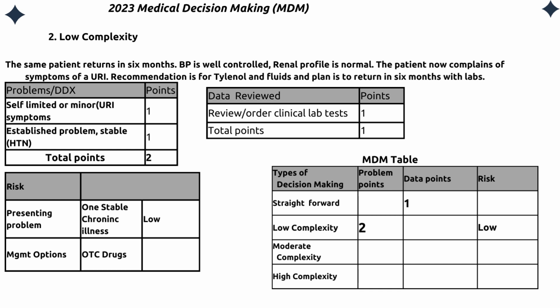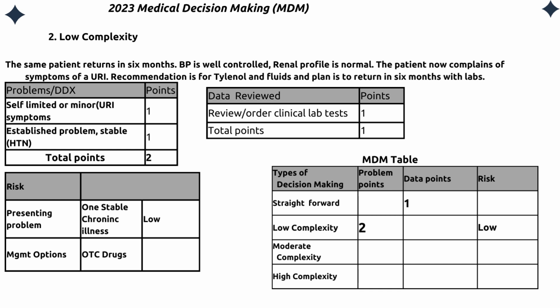So here the problem points are self-limited or minor URI symptoms. The total points will be 1, and the patient is suffering with an established problem that is stable, so the point will be again 1. So for the problem diagnosis the total points will be 2, and the data reviewed is 1 lab test, so here the point will be 1, and the risk for the presenting problem is 1 stable chronic condition.